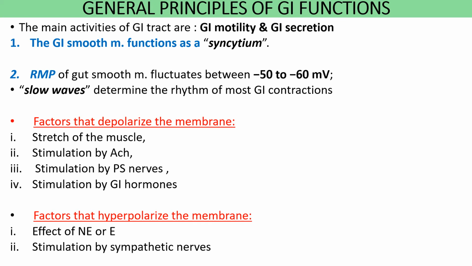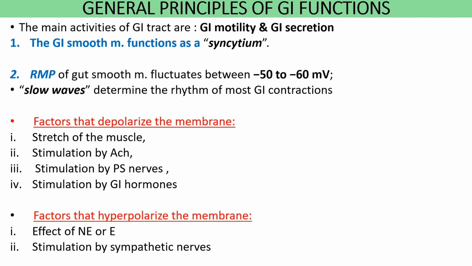So, factors that depolarize the membrane are, first, stretch of the muscle. This stretch is basically due to the presence of food. Second is stimulation by the neurotransmitter acetylcholine. Third is stimulation of the parasympathetic nerve. So, the parasympathetic nerve will lead to depolarization of the smooth muscle membrane and cause spike potentials that will cause motility of the gut. The fourth factor that causes depolarization of the smooth muscle membrane is stimulation by local gastrointestinal hormones.